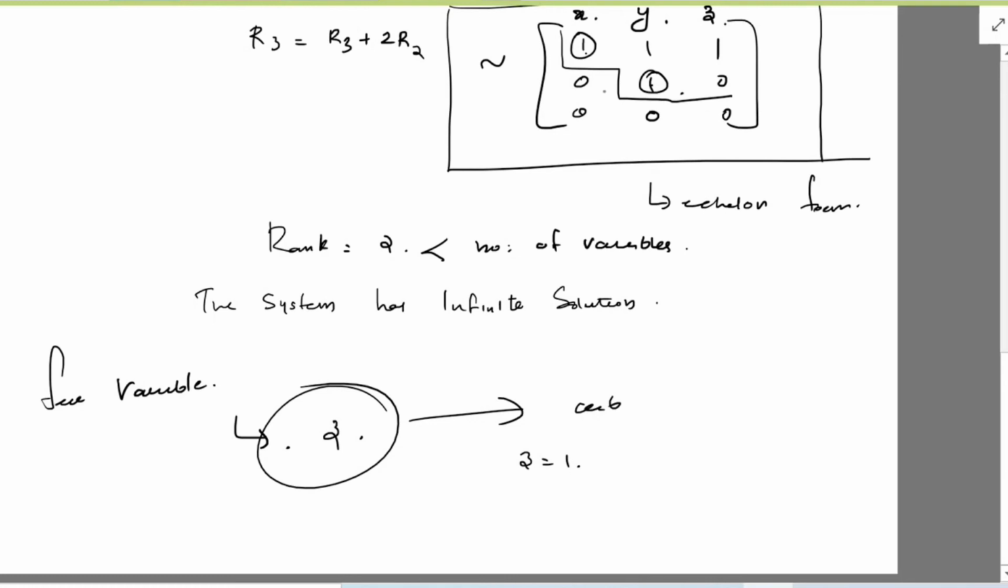Okay, so now we are using the second row, the last non-zero row in the echelon form. What is the last non-zero row in the echelon form? 0, 1, 0. That is the last non-zero row in the echelon form. So from the second row, we will get the equation. Each row represents an equation. From the second row, what is the equation?